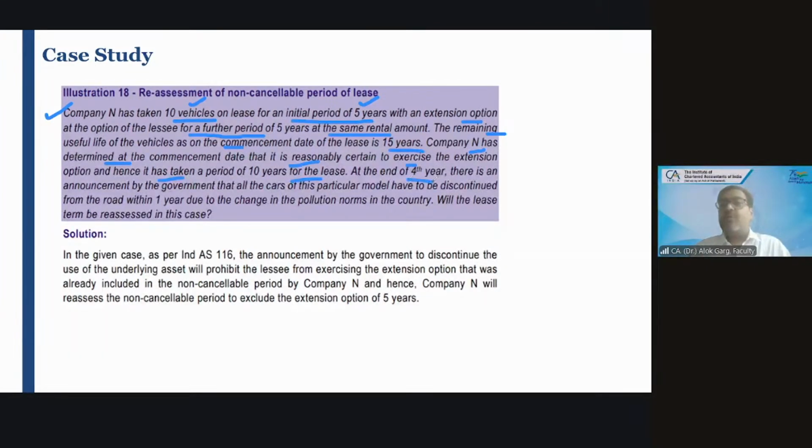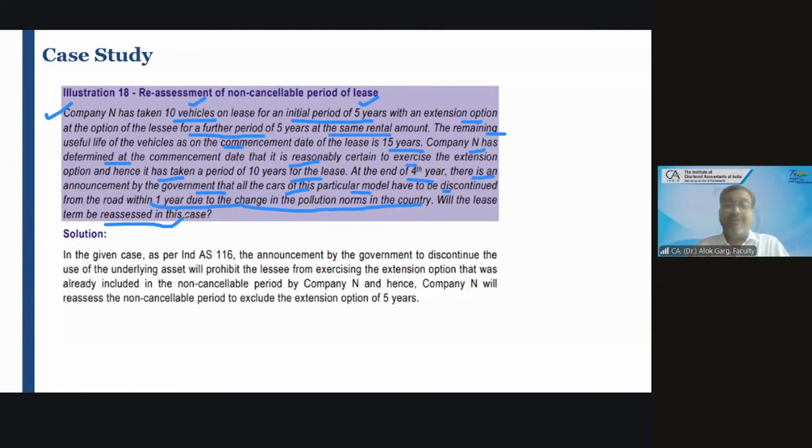At the end of the 4th year, in the non-cancelable period, there is an announcement by the government that all the cars of this particular model have to be discontinued from the road within 1 year due to the change in the pollution norms in the country. Will the lease term be reassessed in this case or not?